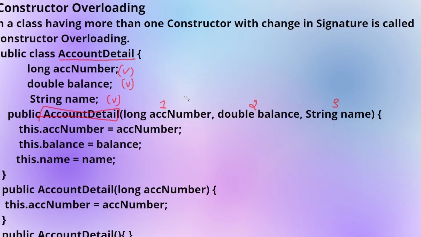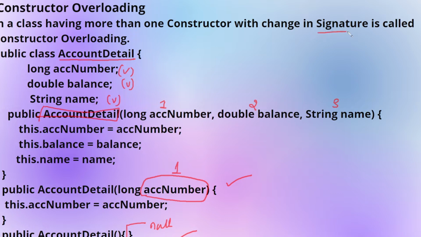Or the constructor might also have only the account number. If you give only the account number as the parameter for a constructor, then this is also called a valid constructor overloading. Next, you have again public AccountDetails, and there are no parameters, and everything is null. This is also a valid constructor overloading, because whenever a default constructor is created, it is going to look something like this only. So this is called constructor overloading.